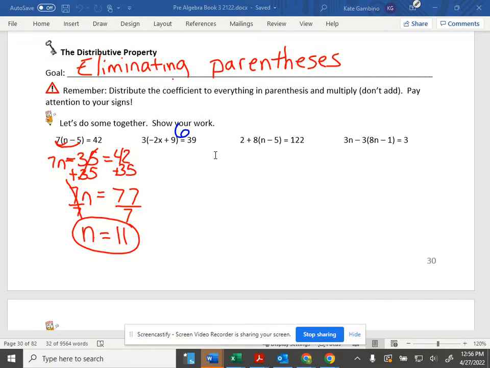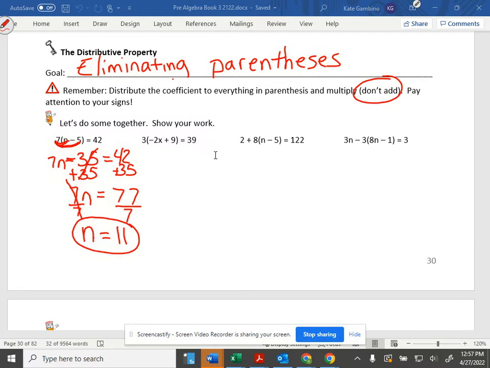All right, let's look at our next one. So Mr. Schultz's note here: distribute the coefficient to everything in parentheses, which we did, and multiply. Don't add them. When you're distributing like that, it's multiplying. Then you do the adding or subtracting in your second step. Let's look at our next problem. Let's work it out together.